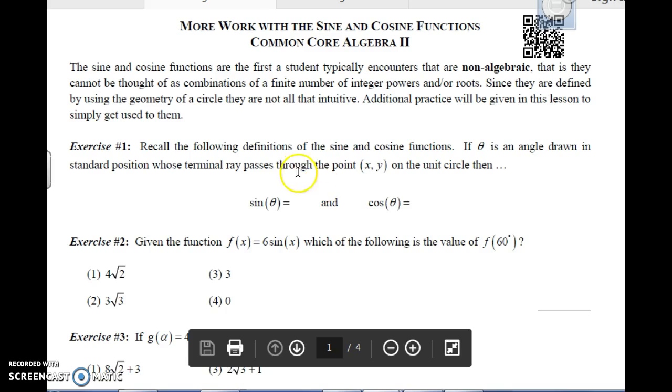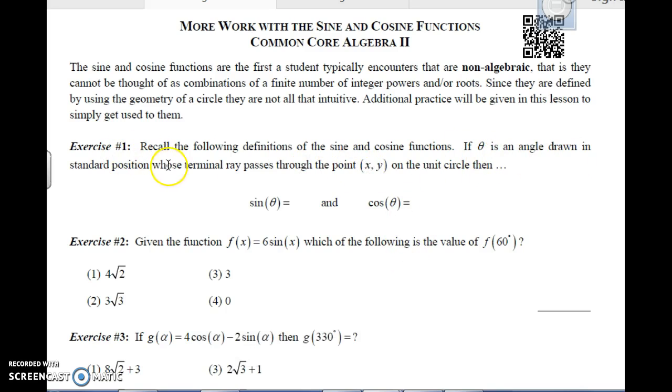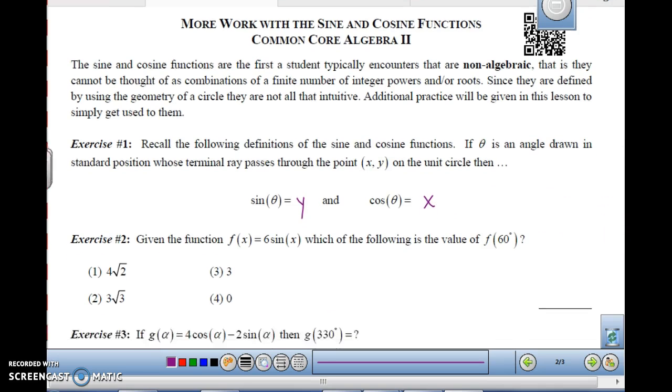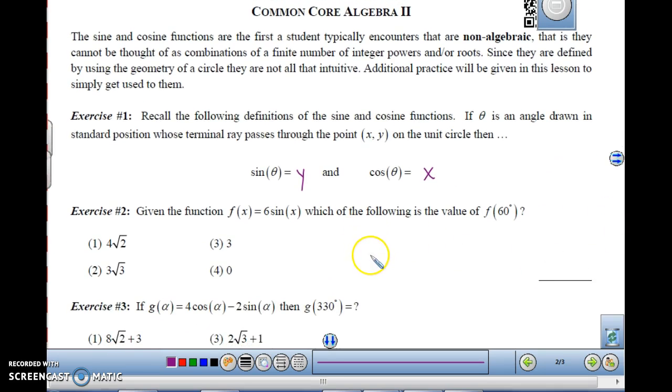So remember, from the definition of sine and cosine, if theta is an angle drawn in standard position whose terminal ray passes the point x, y on the unit circle, then sine of theta is the y-coordinate, cosine theta is the x-coordinate. Okay, so if we know that from our unit circle, given the function f of x equals 6 sine x, which is the value of f of 60?